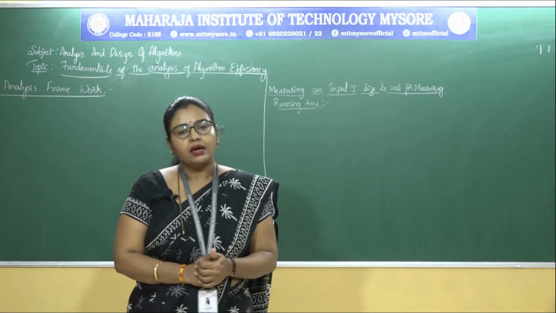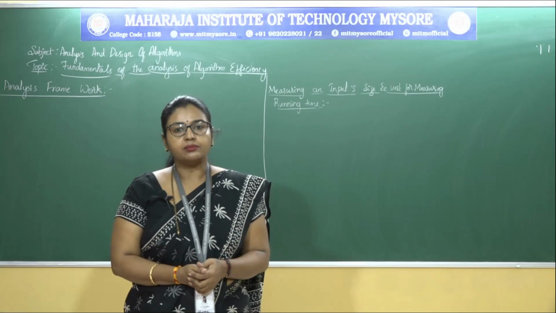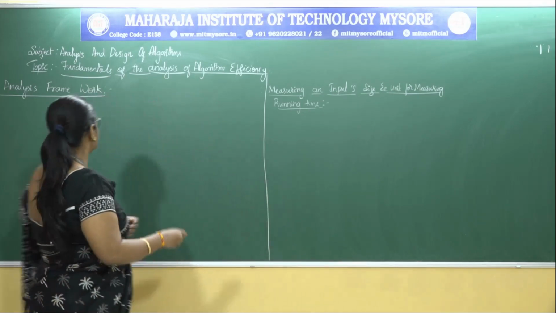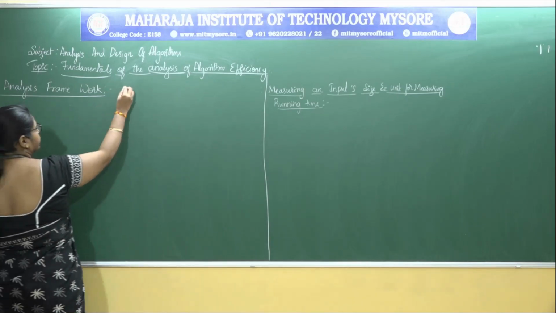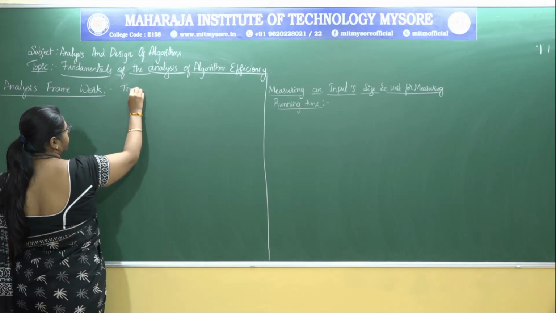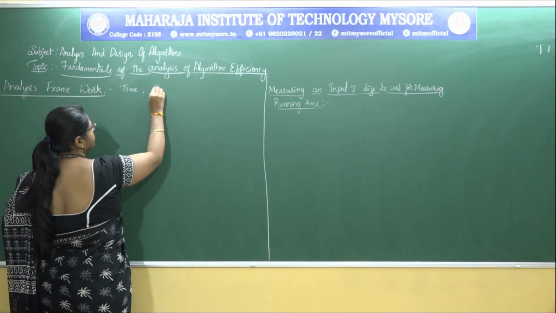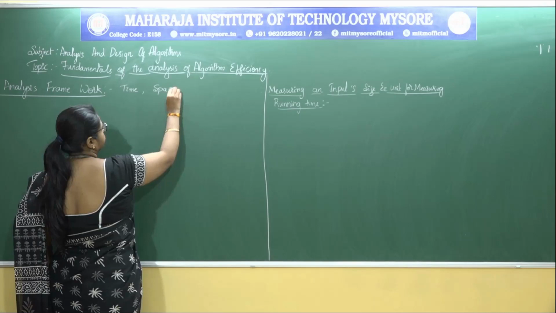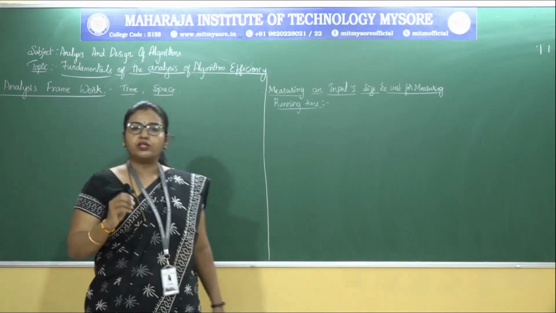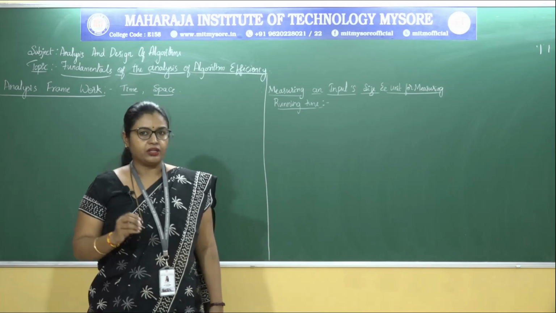Usually the analysis of an algorithm can be done based on two factors. That is, the analysis can be done in two ways: based on the time factor and the space factor. Using these two factors we are going to analyze the algorithm.